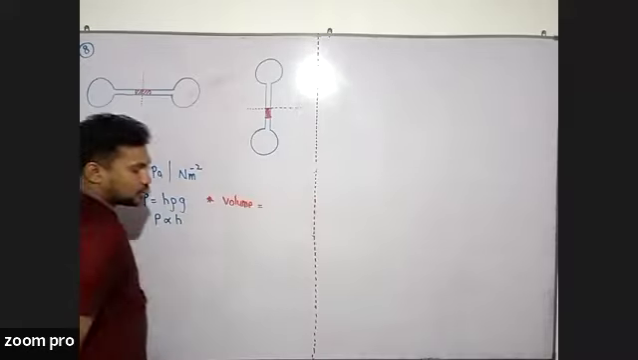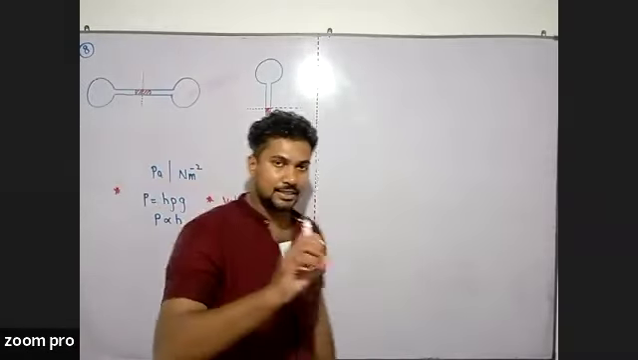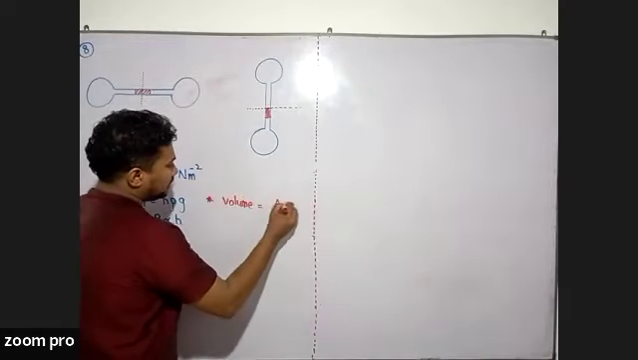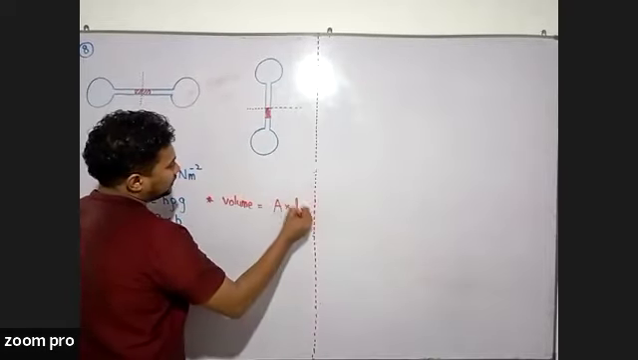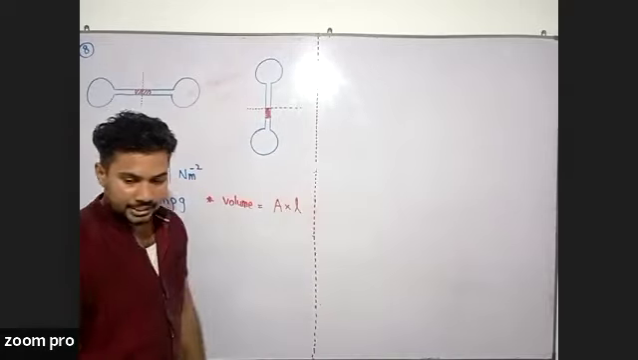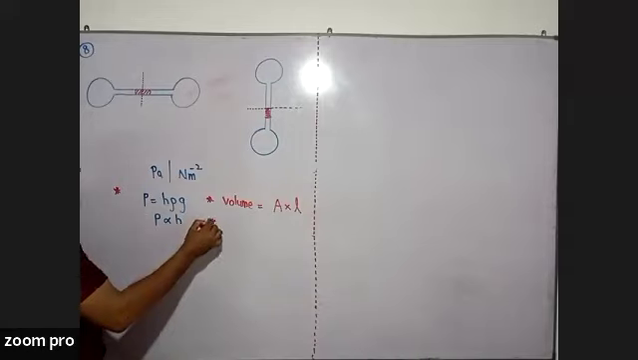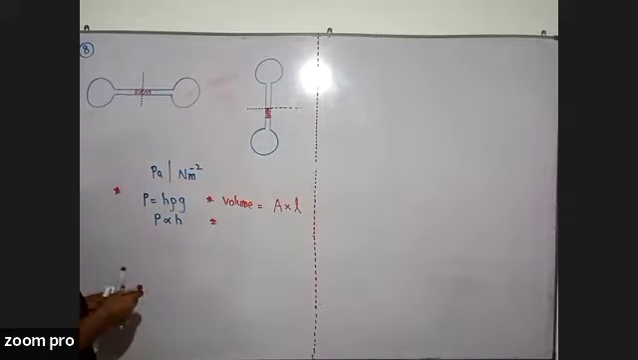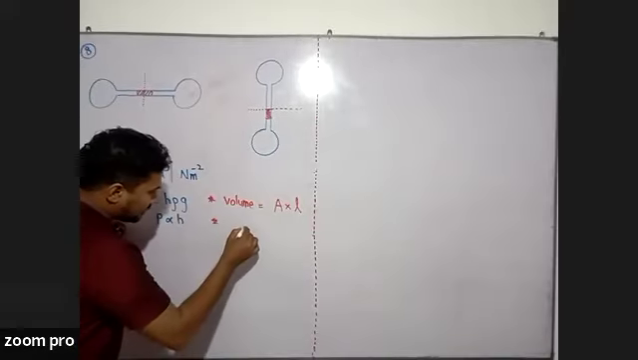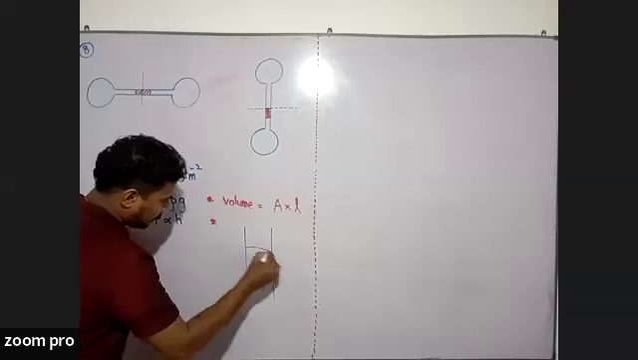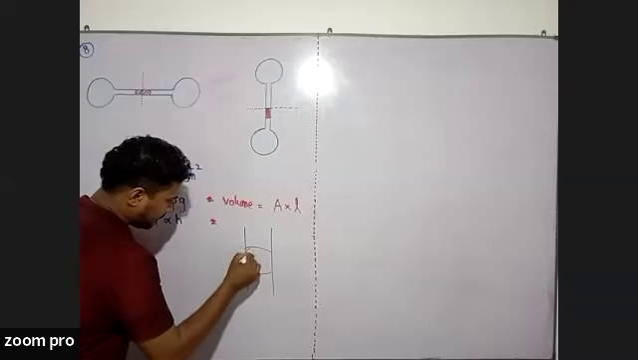Normally, if you are asked to find the volume of a particular uniform-shaped object, then we can consider area into distance, or area into height, right? The other thing, now let's take this kind of mercury column, right?